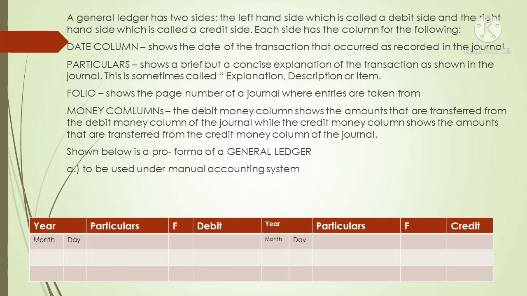Then next is the particulars, shows a brief but a concise explanation of the transaction as shown in the journal. No, so kung unsa to siya nga nature ato nga transaction mao po iyang description or explanation, brief description or item nga ibutang. Then the folio shows the page number of a journal where entries are taken from. So kaganina, dito sa general journal, di ba, giingon nako dito ganina nga makita siya dito, na i-number dito niya as reference number or page. Kung asa nga number siya sa general ledger makita or malocate.